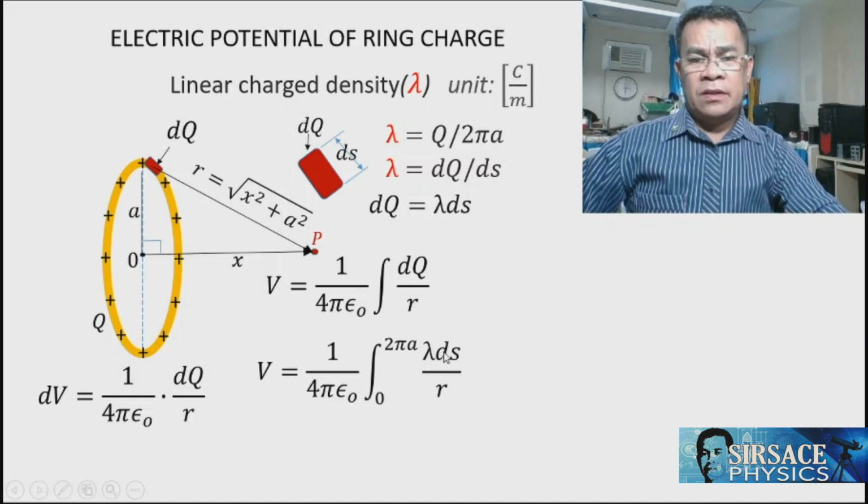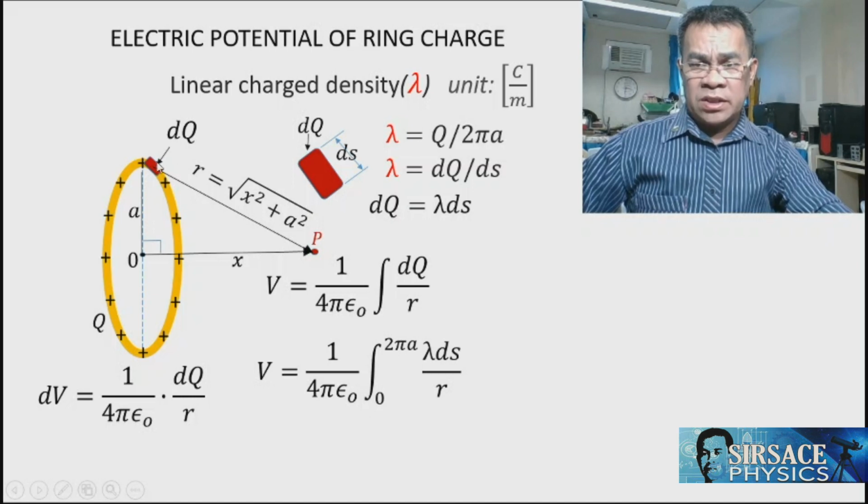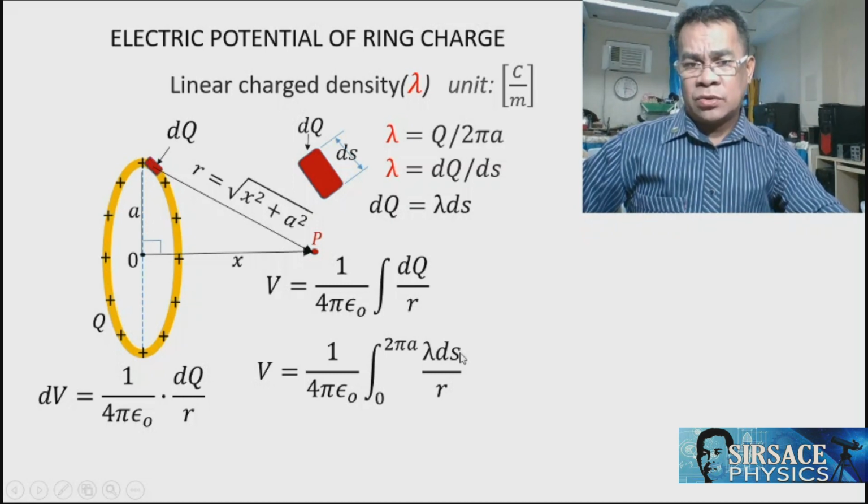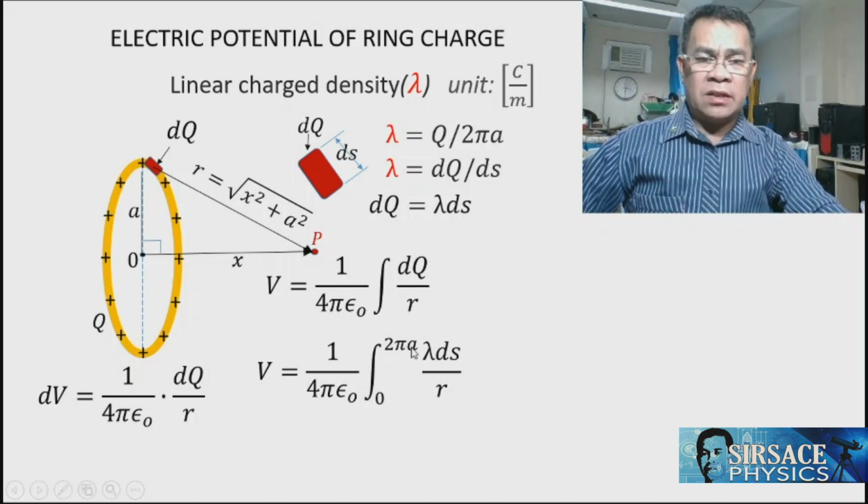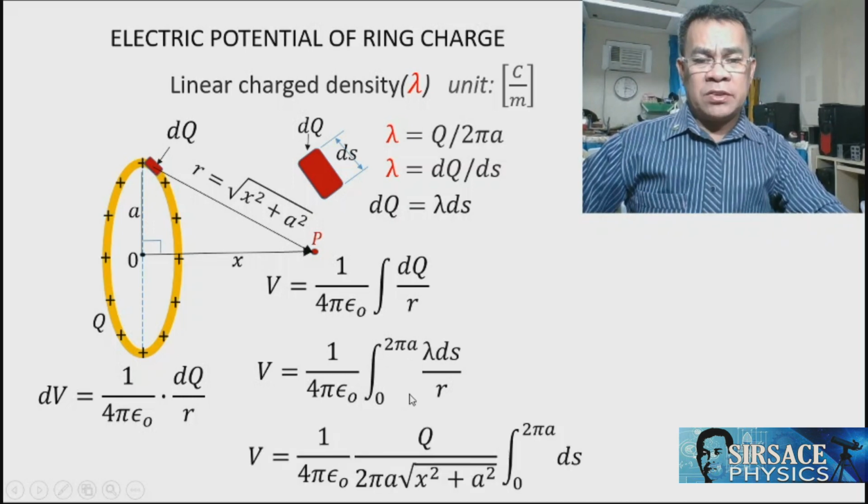So therefore, take note that our limit is what? If you run this integration, the limit will start from 0, which means the starting point of our ring. Then moving the segment, rotating this to the entire circumference of the circle, it will close to the total distance of 2 pi length. Meaning if you cut this one and stretch this, the length is 2 pi a. Okay, then substitute the values again.